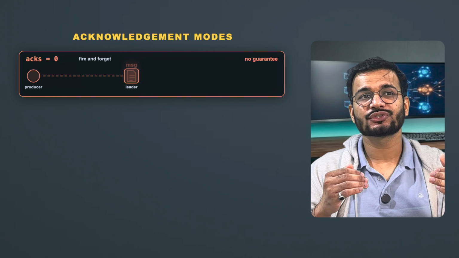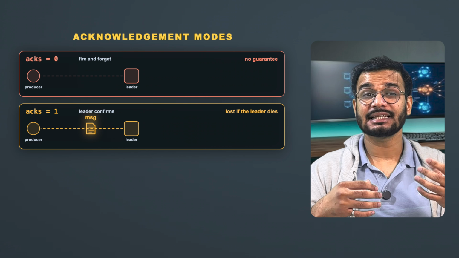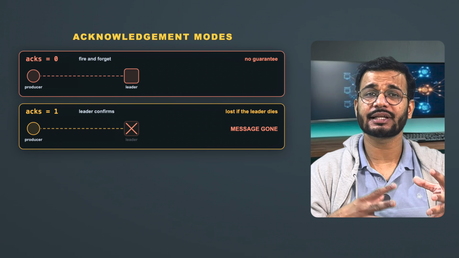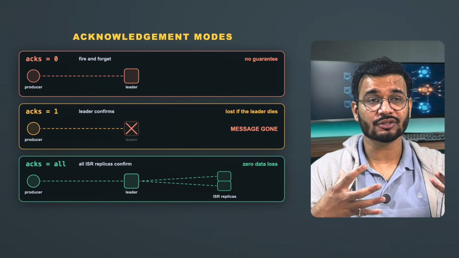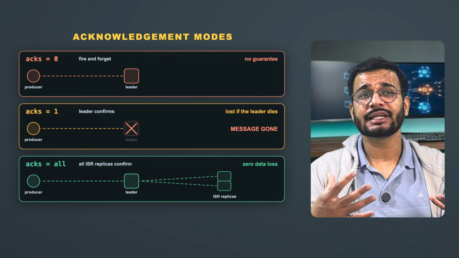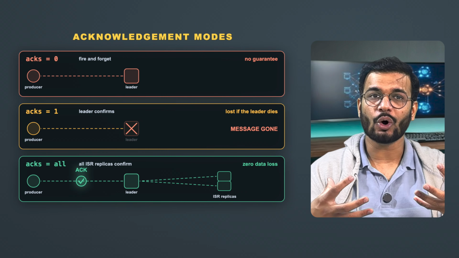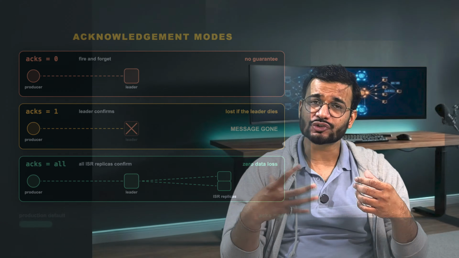Now, 3 producer acknowledgement modes are there and the choice matters. If ACKS equals 0, it is fire and forget, fastest, and no durability guarantee. If ACKS equals 1, this means that the leader confirms, it is fast, but leader failure means message is lost. If ACKS equals all, this means that all ISR replicas confirm, it is the slowest, but zero data loss is there. The production system uses ACKS equals all every time.